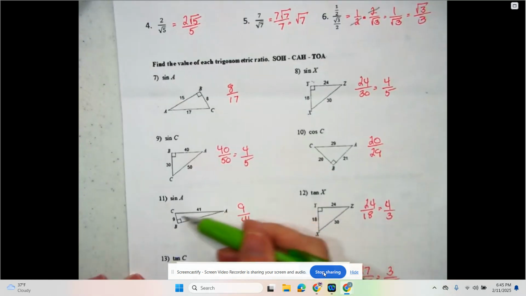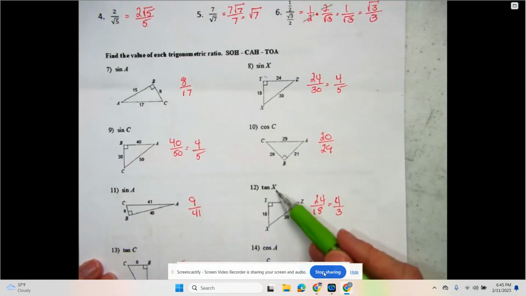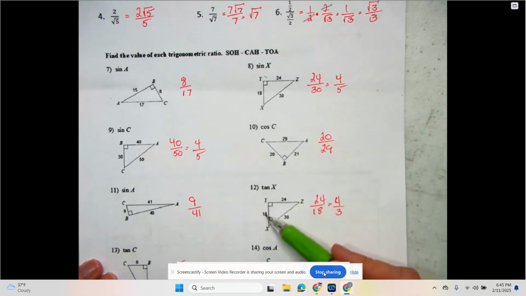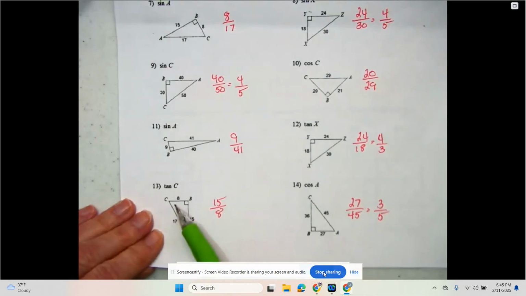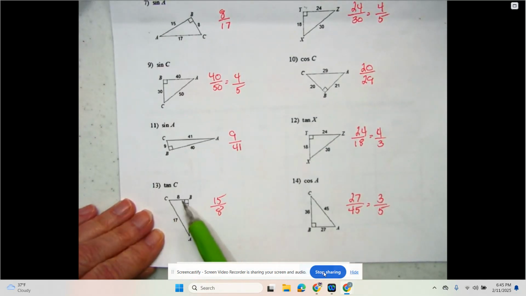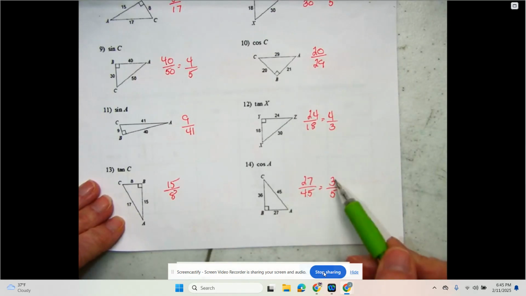The sine of A, opposite over hypotenuse, 9 over 41. Tangent of X, opposite over adjacent, 24 over 18, which reduces to 4/3. Tangent of angle C, opposite over adjacent, 15 over 8. And then the cosine of angle A is adjacent over hypotenuse, 27 over 45, which reduces to 3/5.